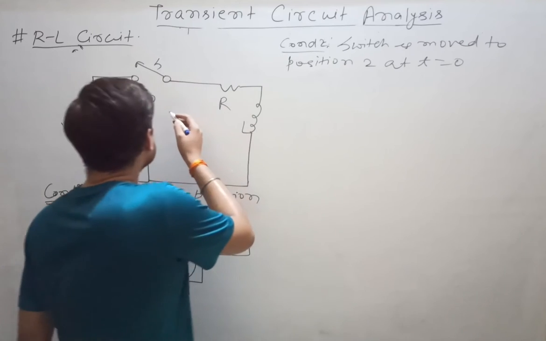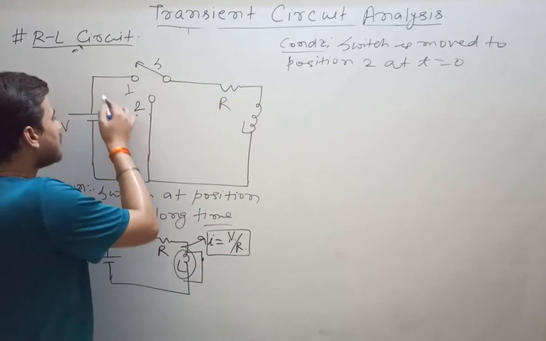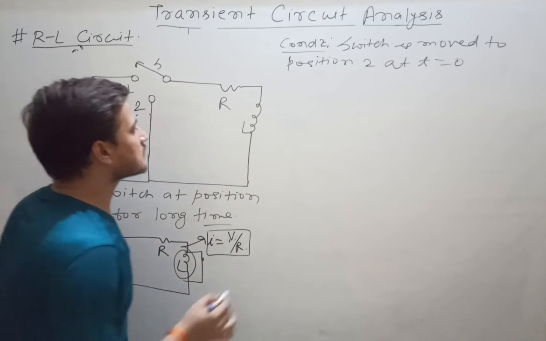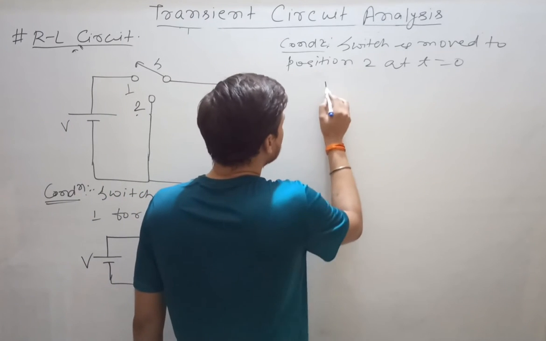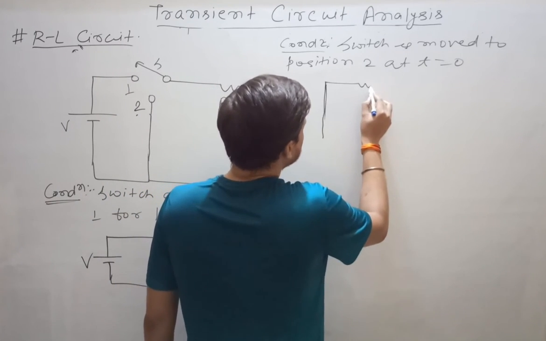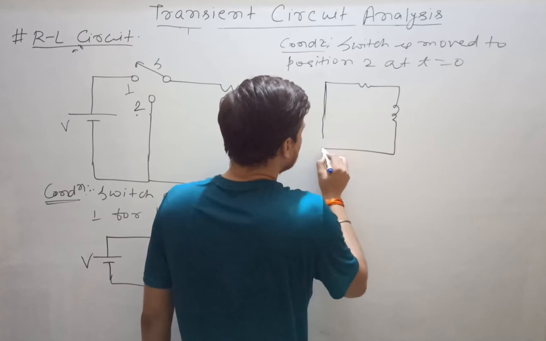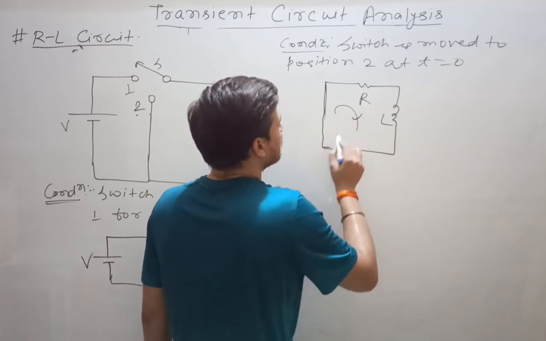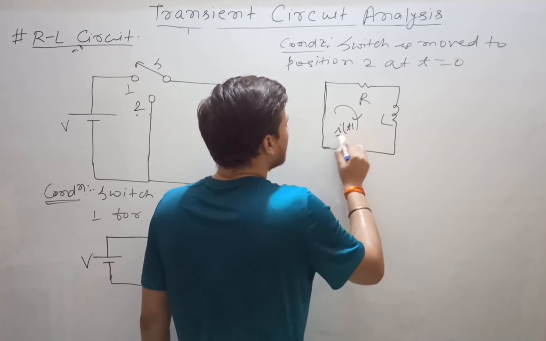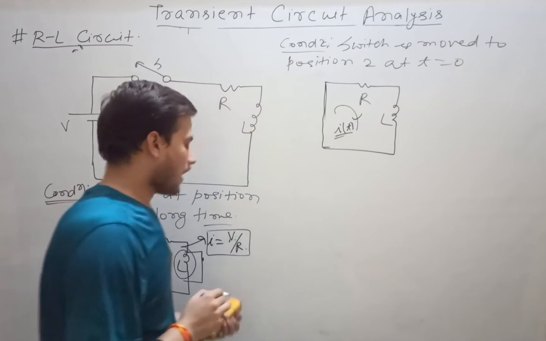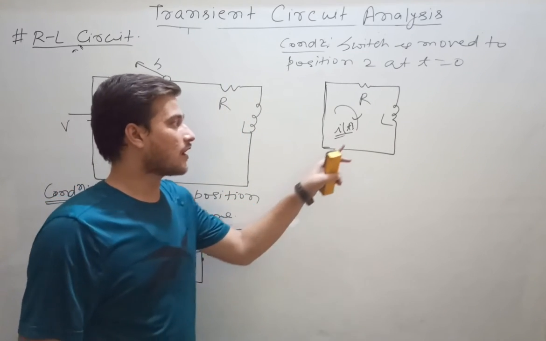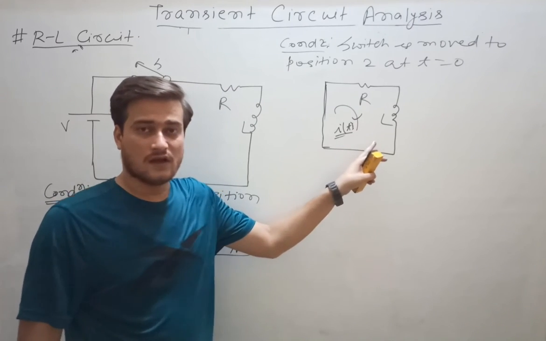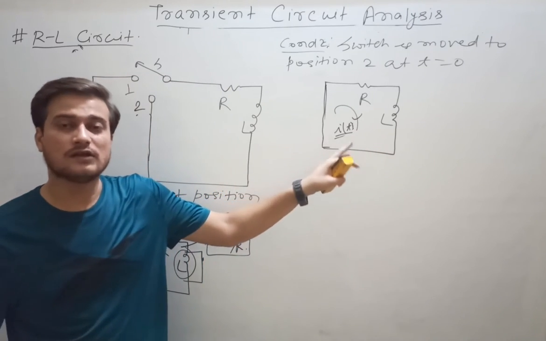If the switch is moved to this position, then this voltage is going to be disconnected. Once the voltage is disconnected, the circuit will be like this one: R, L, and the current is I(t). Now I have to derive the expression for this current I(t).